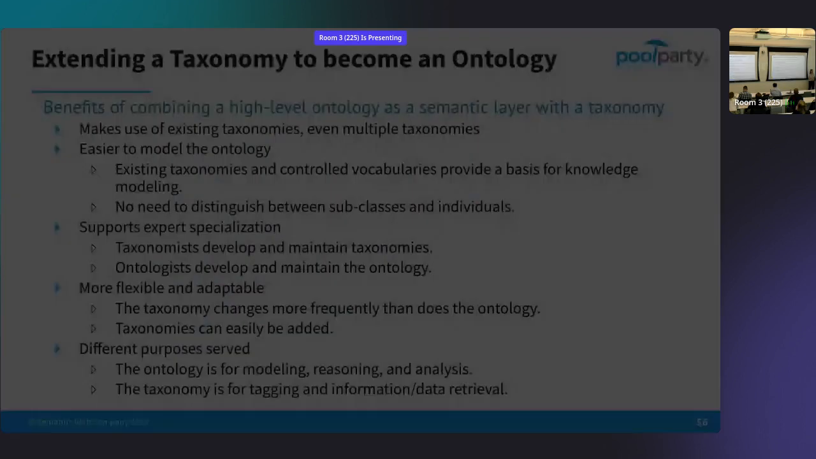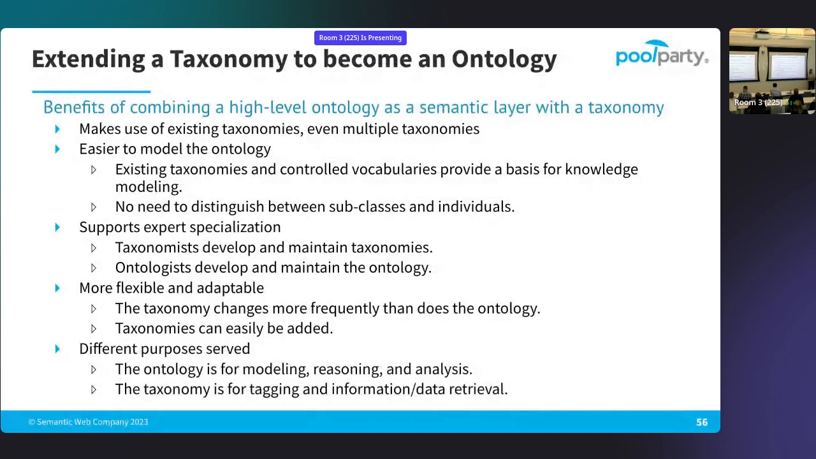And then I do want to still say the benefits, though, that it makes it easier to use existing taxonomies or multiple taxonomies, because many organizations already have some taxonomies kicking around. And I think it's a little easier to model the ontology. I don't consider myself an ontologist. I consider myself a taxonomist, but I can make ontologies like this. But it also supports expert specialization. You've got your taxonomists work on taxonomy, ontologists work on the ontology part. The ontologists don't have to go down into all those levels of subclasses of a taxonomy that they may not really care to do anyway.